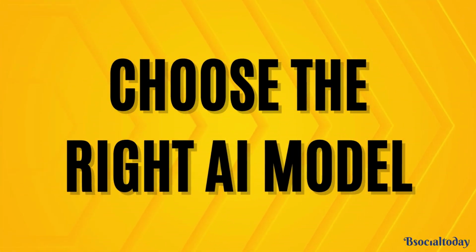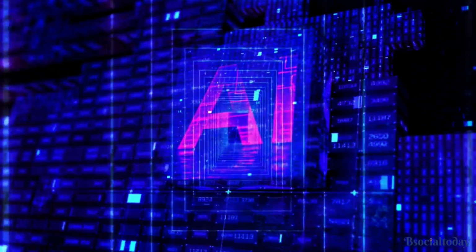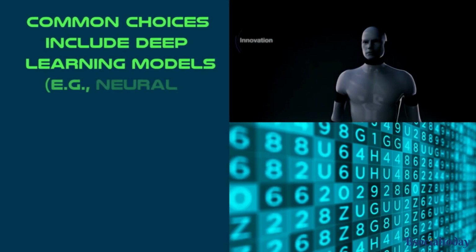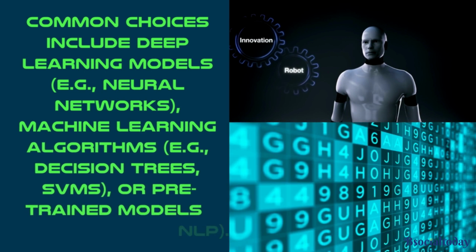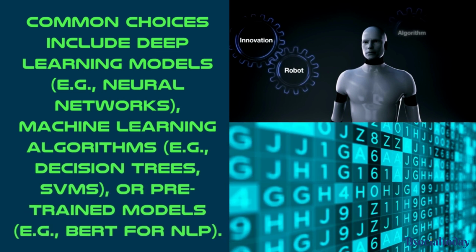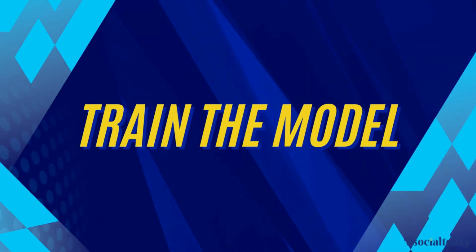Choose the right AI model. Depending on your use case, select the appropriate AI model or algorithm. Common choices include deep learning models, for example, neural networks, machine learning algorithms, for example, decision trees, SVMs, or pre-trained models, for example, BERT for NLP.